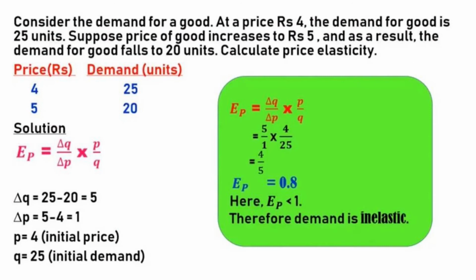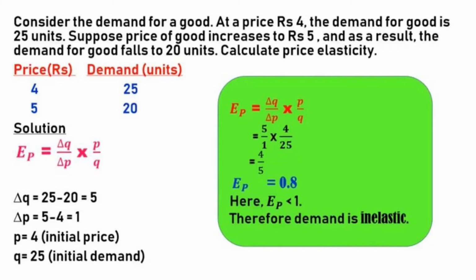Consider the demand for a good at a price of rupees 4. The demand for the good is 25 units. Suppose the price of the good increases to rupees 5, and as a result the demand for the good falls to 20 units. Calculate the price elasticity. This is the way they will ask you the sum, and how you have to present it we can see, whether it is elastic or inelastic.